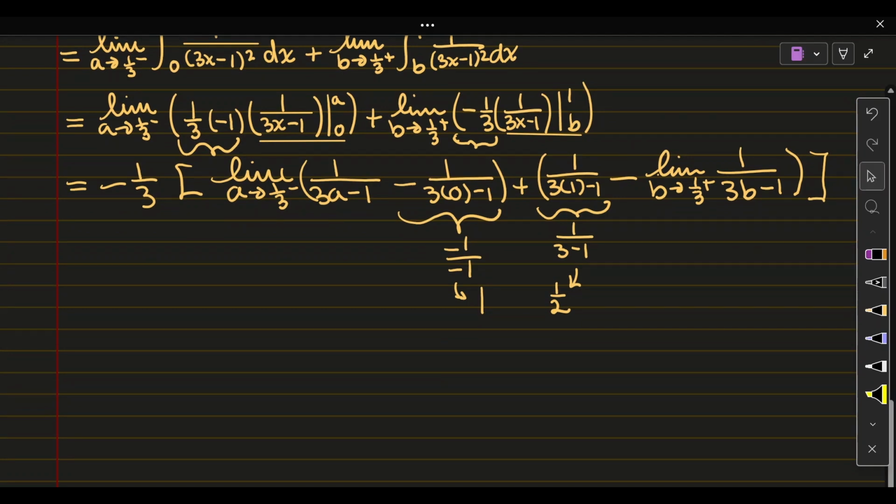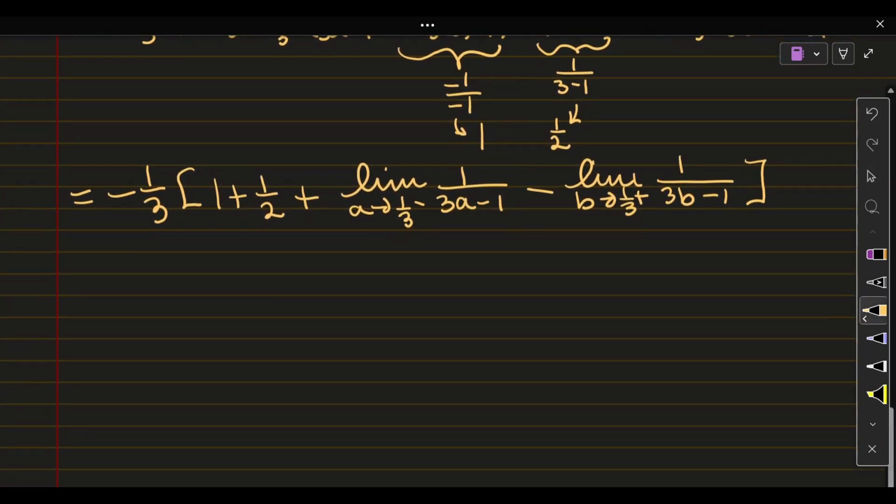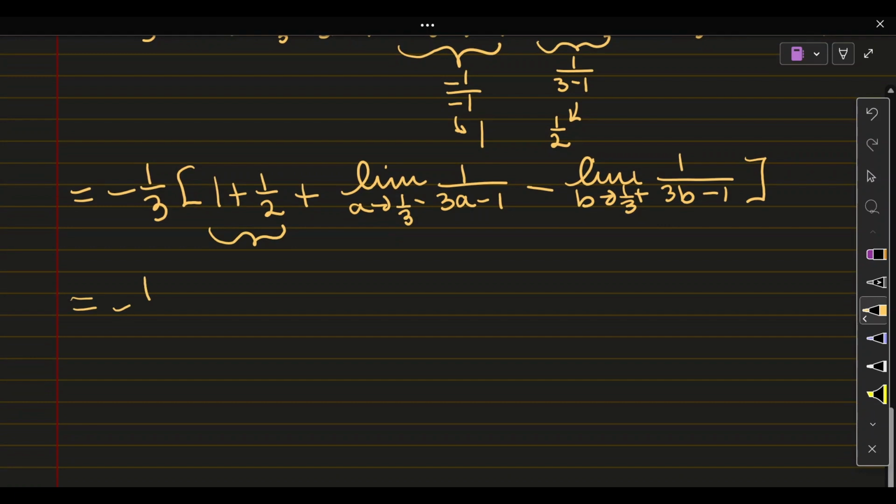So what I can do is pull those out front here like this, so I'll have negative 1/3. I'll just move my constant terms out here so that I can worry about my limits to the right here. So I'll have the limit as a goes to 1/3 from the left of 1 over 3a minus 1, and then I have minus the limit as b goes to 1/3 from the right of 1 over 3b minus 1. Okay, cool. Now this just becomes 3/2. So I have negative 1/3 times 3/2 plus, and what am I going to do about these guys?